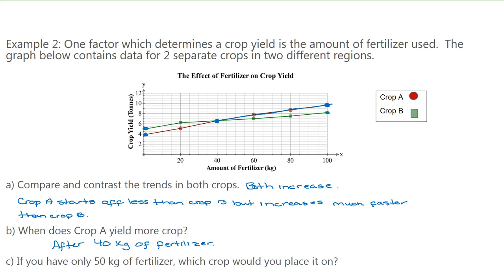Now, just say you only have 50 kilograms of fertilizer. Which crop would you place it on? Well, 50 is right here. If you go straight up, crop A is higher. So let's say that crop A yields more crops than crop B. So you should choose crop A.